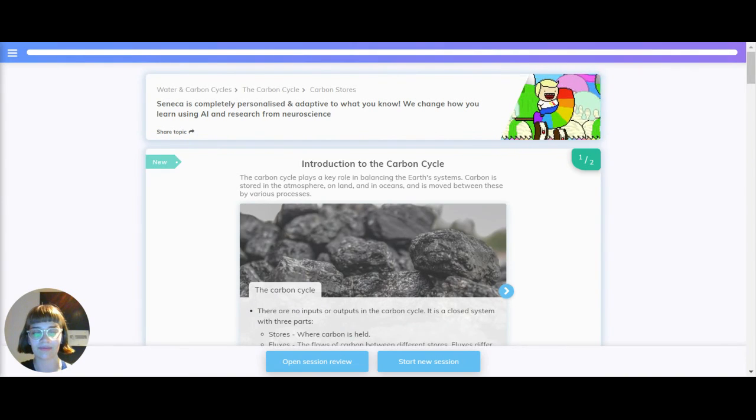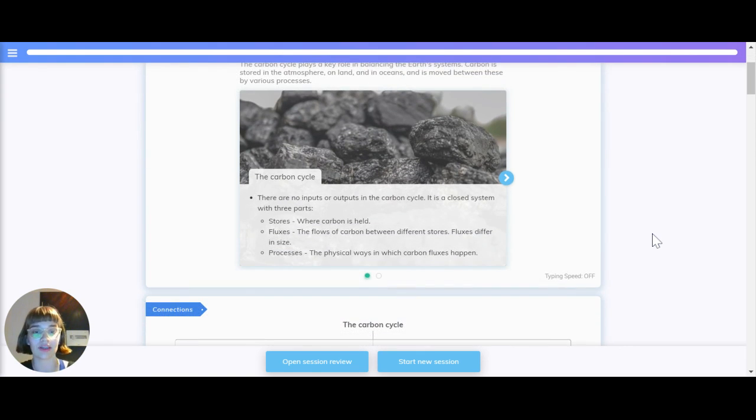It's all around us. Let's take a look at the carbon cycle, specifically carbon stores. So the carbon cycle plays a key role in balancing the Earth's systems. Carbon is stored in the atmosphere, on land, and in oceans, and is moved between these by various processes. The carbon cycle is a closed system, so there are no inputs or outputs.